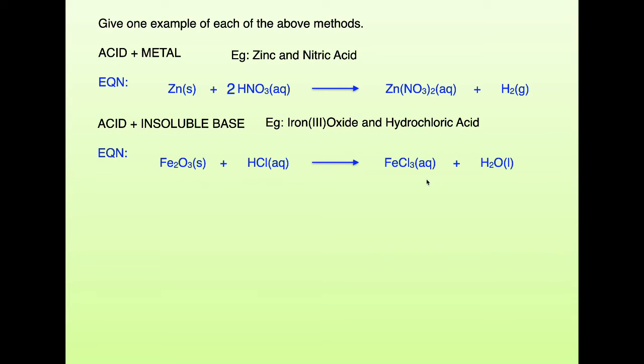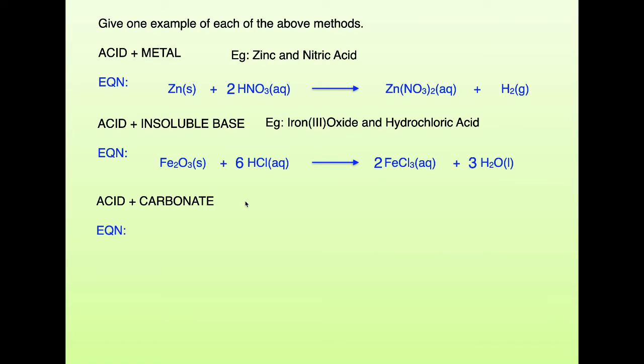Now, balancing here could be quite tricky. There are 2 irons here, so let's start somewhere. 1 iron here, so let's put a 2 in front of that, so now the irons are balanced. 2 times 3, 6 chlorides here, so we need to put a 6 in front of that to get 6 chlorides. Now we've got 6 hydrogens, which is going to make 3 waters, isn't it? And let's just double check the oxygens. 3 O's, O3, so the oxygens work. This is good practice.